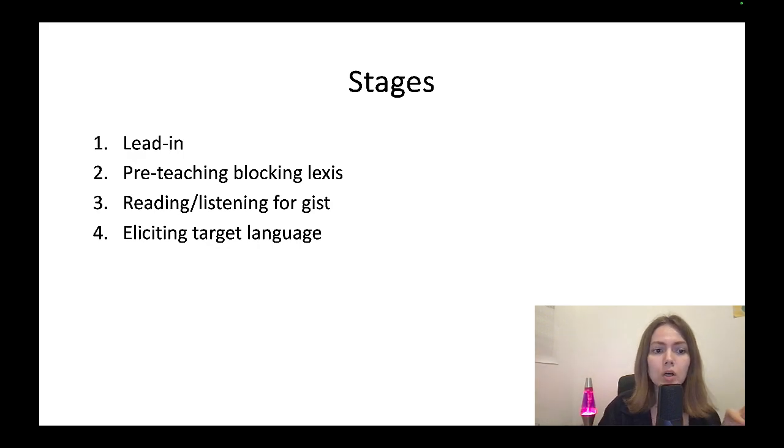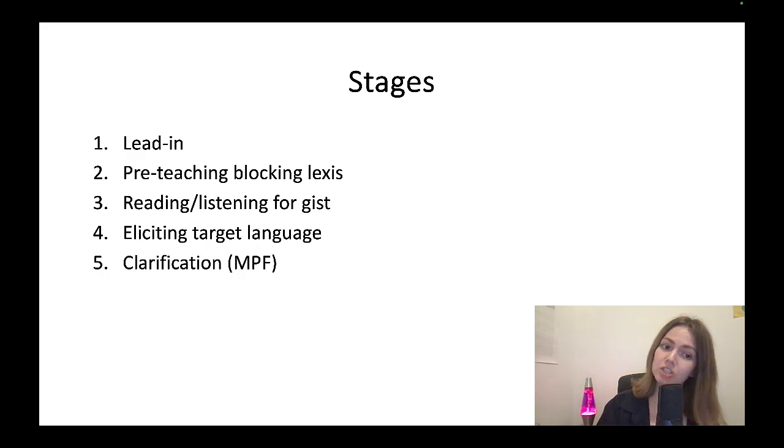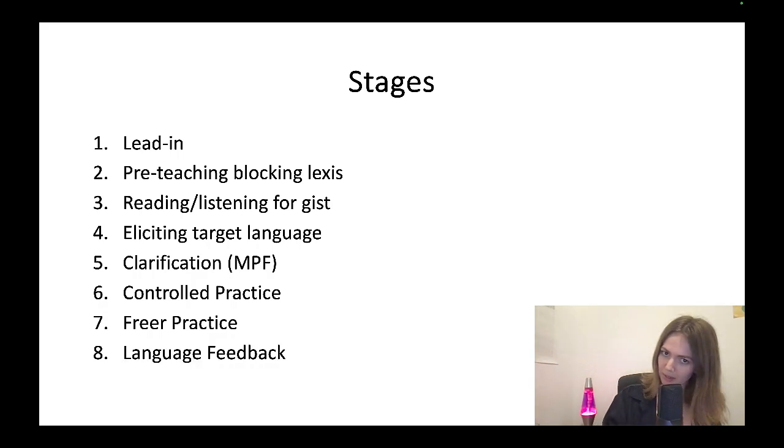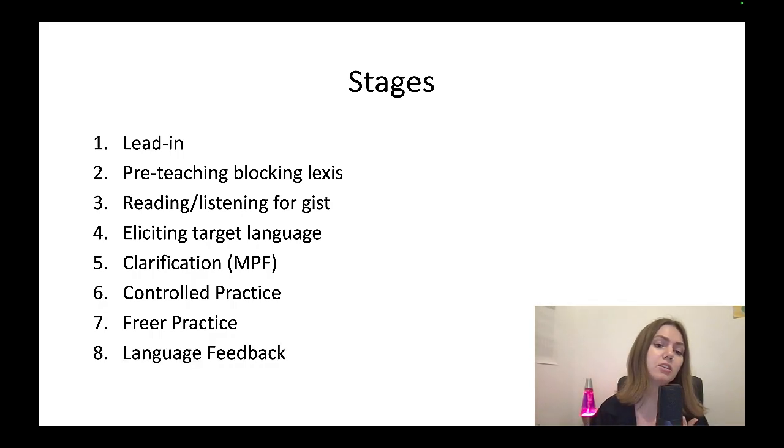Once they know what to pay attention to, once you have your target language, once you have your marker sentences, you're going to clarify your target language, which covers meaning, form, and pronunciation. Then you have your controlled practice, your freer practice, and some language feedback. Those are the stages. Now let's look at each of them.